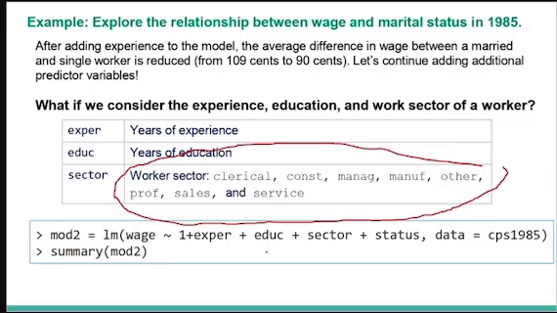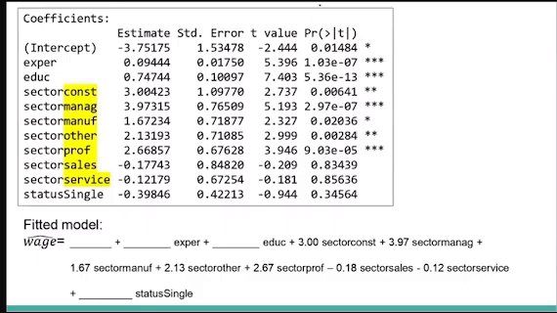Let's see. Take a look at this. This is the result, and I need you to pay attention. I have years of experience, and it's only going to be reported once. Years of education as well, because those are continuous. But the sector is categorical. There is a particular sector missing out. Can somebody check? A particular sector is missing out. What is that? Look at the yellow. There's a particular sector.